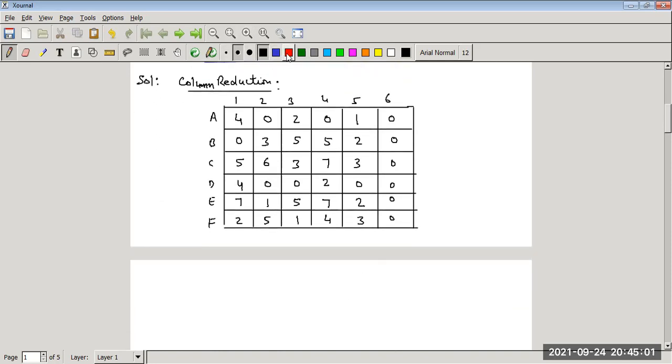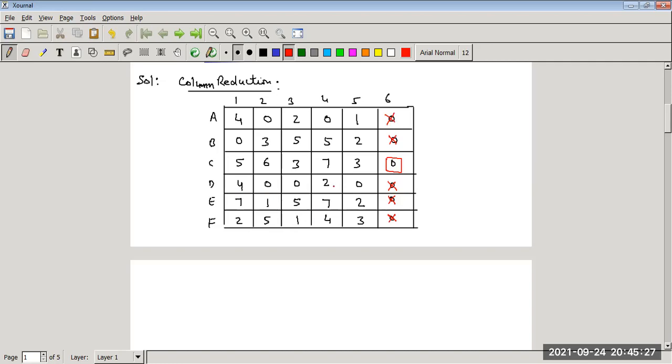Now we start the assignment. How do we start? Go for assignment. In the first row, there are 3 zeros, so leave this row. In the second row, there are 2 zeros, so again leave the second row. In the third row, there is only 1 zero, so assign this 0. If we assign this 0, and there is any other 0 in that column, we cross out all those zeros.